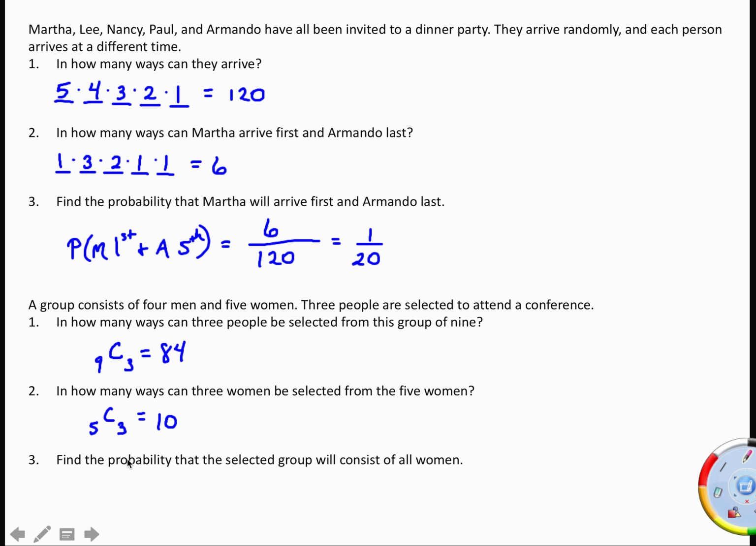Now it's asking, find the probability, right, that all 3 are women. Probability's denominator is always the total number of ways that anything can happen, and the numerator is the number of ways your particular event can happen. Okay, so this will simplify. They're both divisible by 2, 5 over 42.